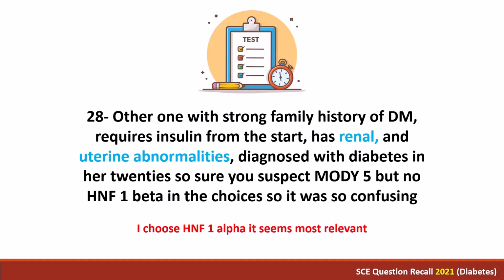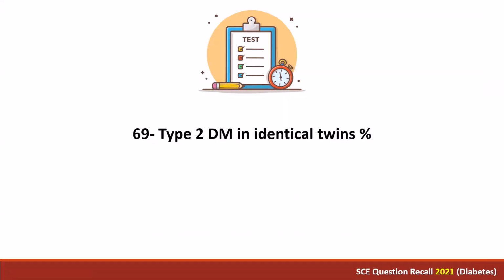If CRP is negative, is low, it is HNF1 alpha. If there is a macrosomic baby or neonatal hypoglycemia, I will choose HNF4 alpha and so on. So this is very, very important. Identical twins, risk of inheritance, it is very, very important.